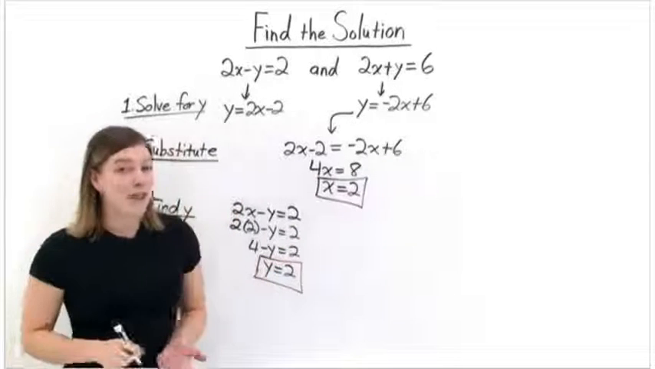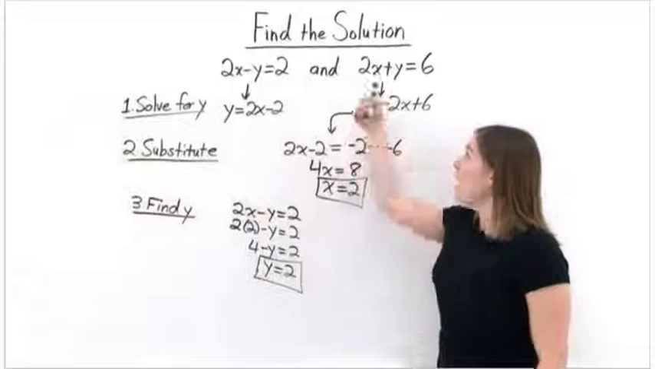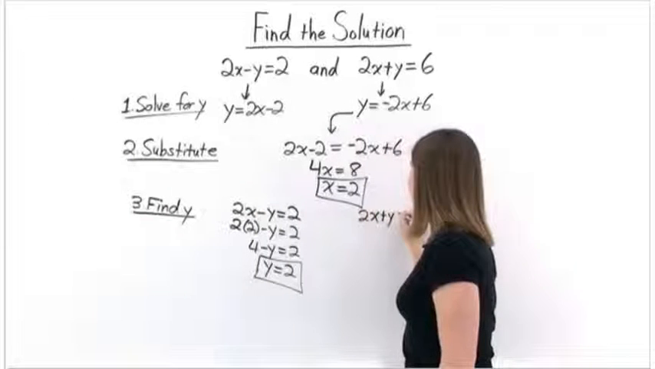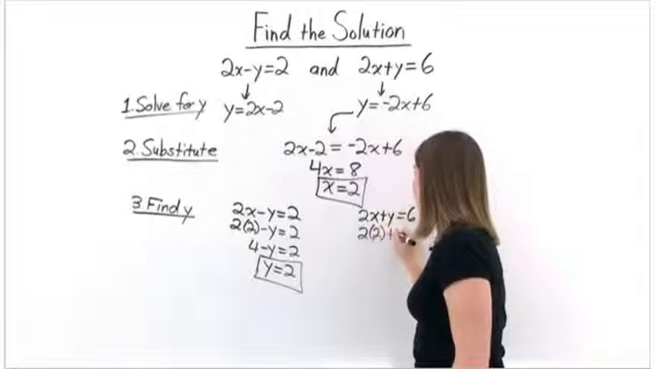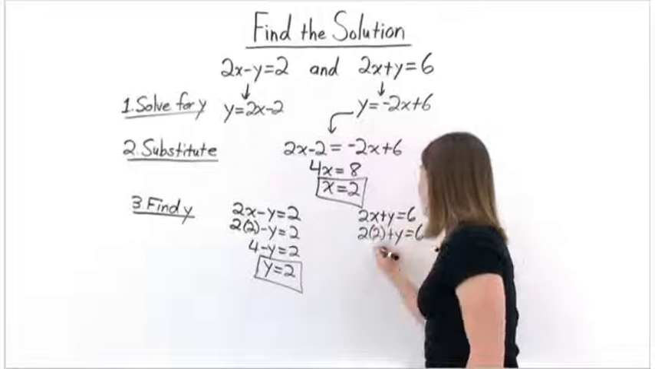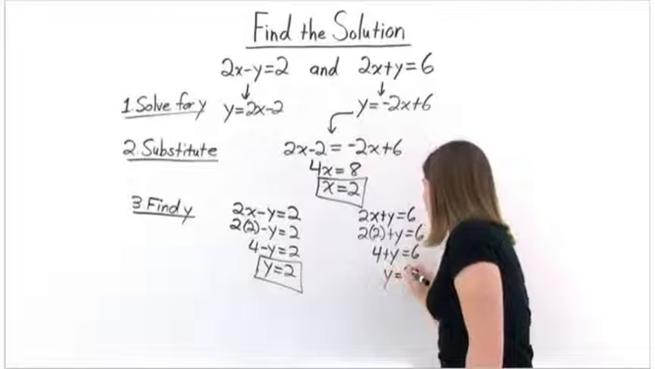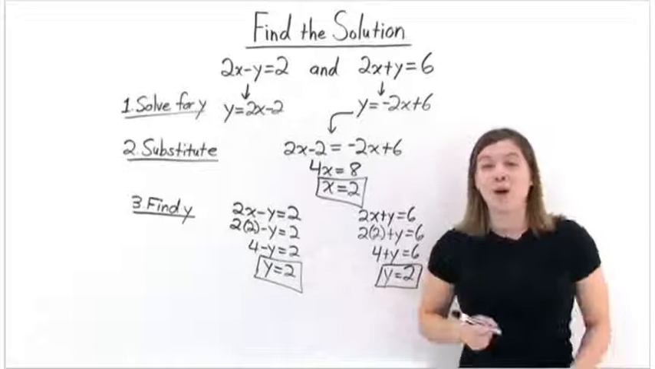So now we have a value for y. Let's make sure we get that same value in our other equation. So we have 2x plus y equals 6. Substituting in 2 for x, we solve and we have 4 plus y equals 6, or y equals 2. So we got y equals 2 again.